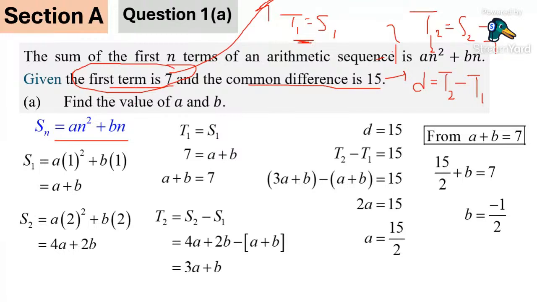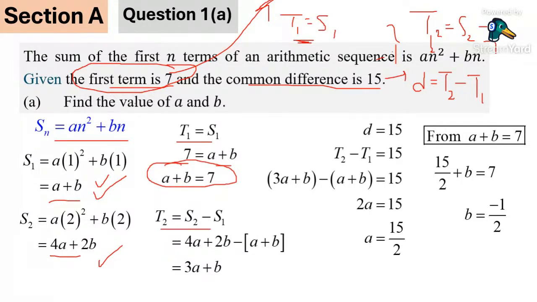So therefore, in my calculation here, I start with calculation of S1 in terms of A and B. I calculate S2 in terms of A and B. Then, as we mentioned, the first term T1 is equal to S1. T1 is 7. S1 is A plus B according to the previous calculation. So I have the first equation, A plus B equals to 7.